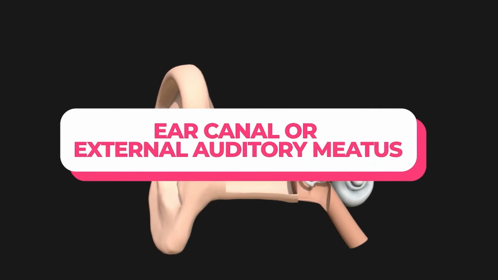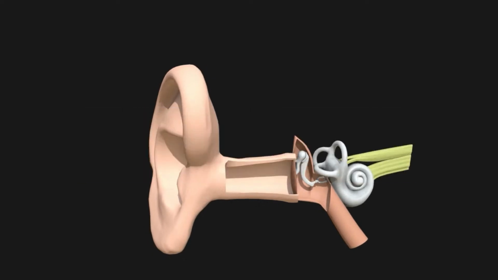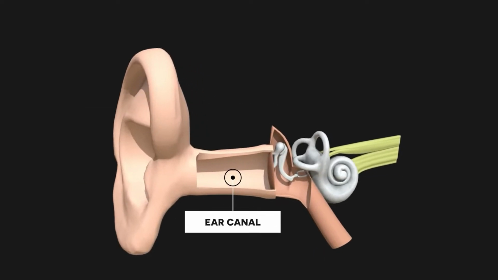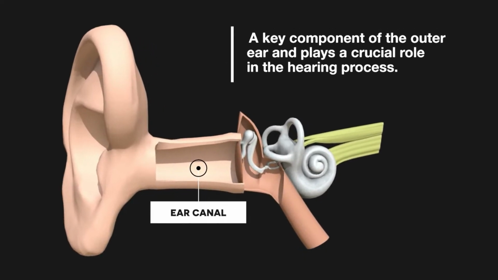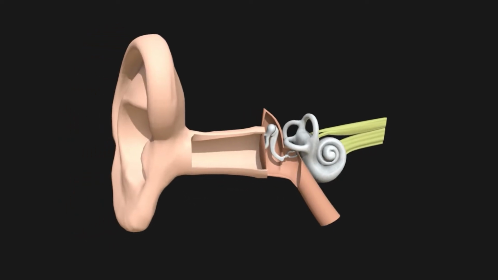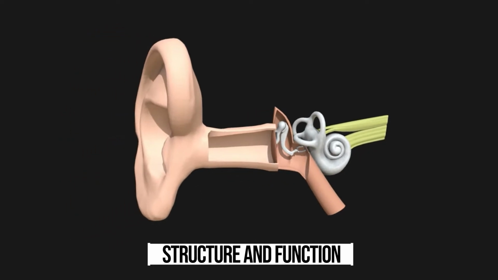Ear canal or external auditory meatus. The ear canal, also known as the external auditory meatus, is a key component of the outer ear and plays a crucial role in the hearing process. Here's a detailed explanation of its structure and function.